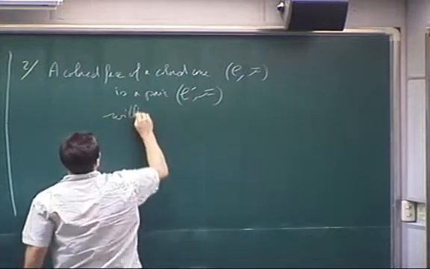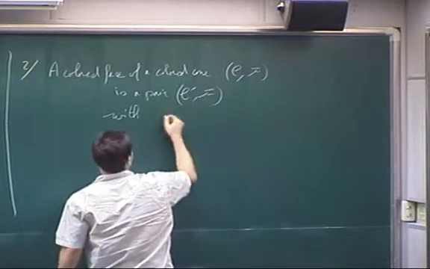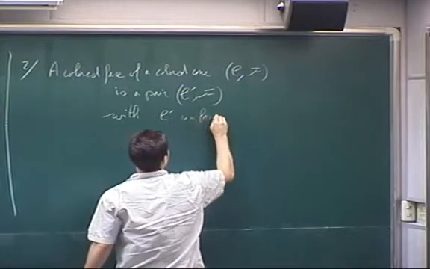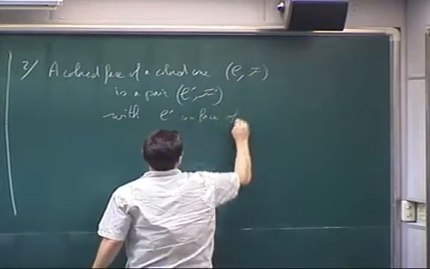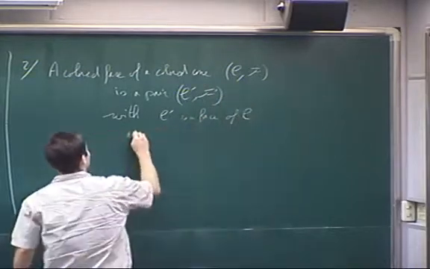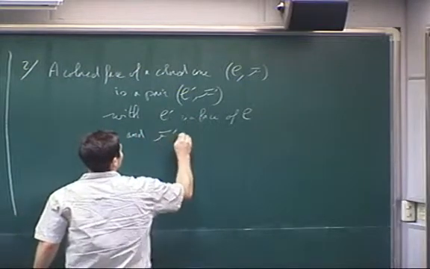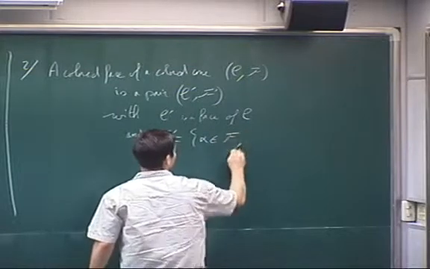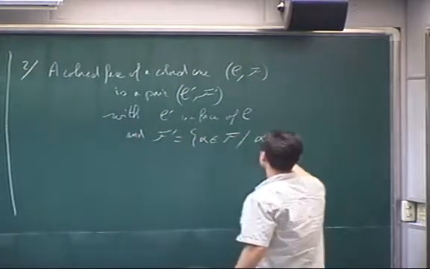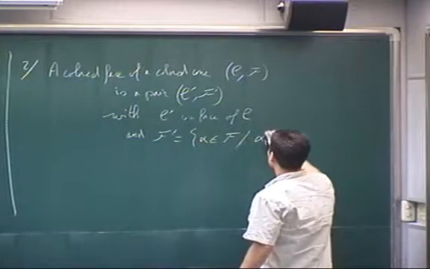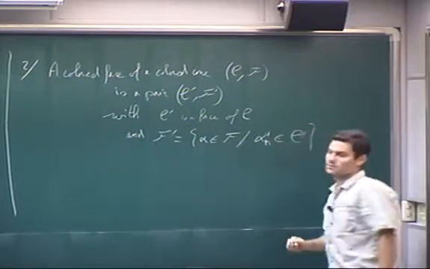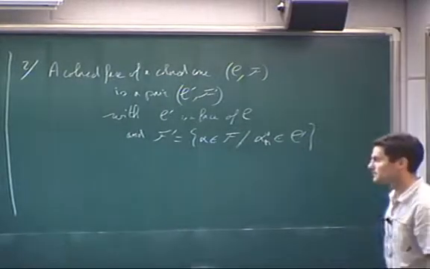So it's just a face as a cone. So C prime is a face of C, and F prime is just the set of colors in F such that their images are in the face of C, the corresponding face.